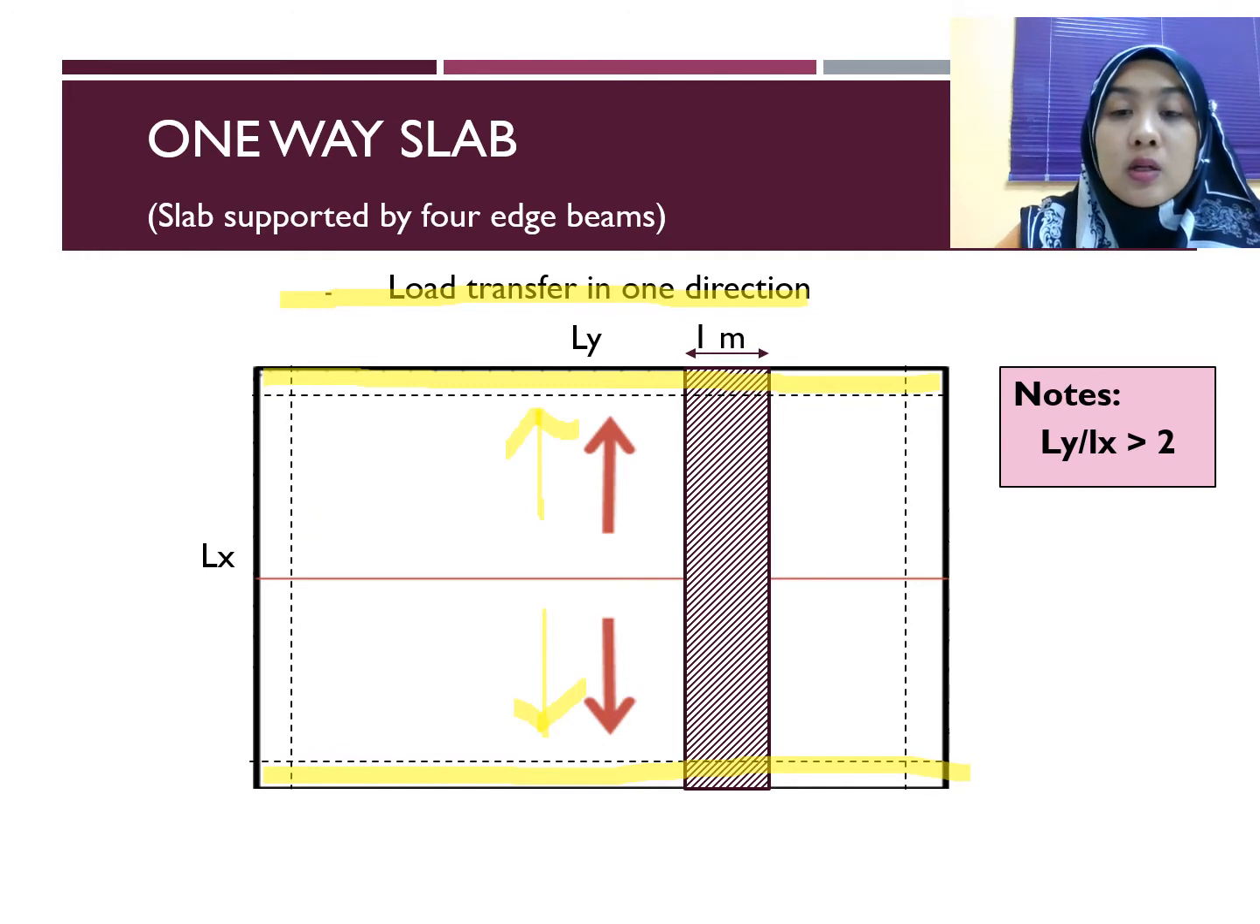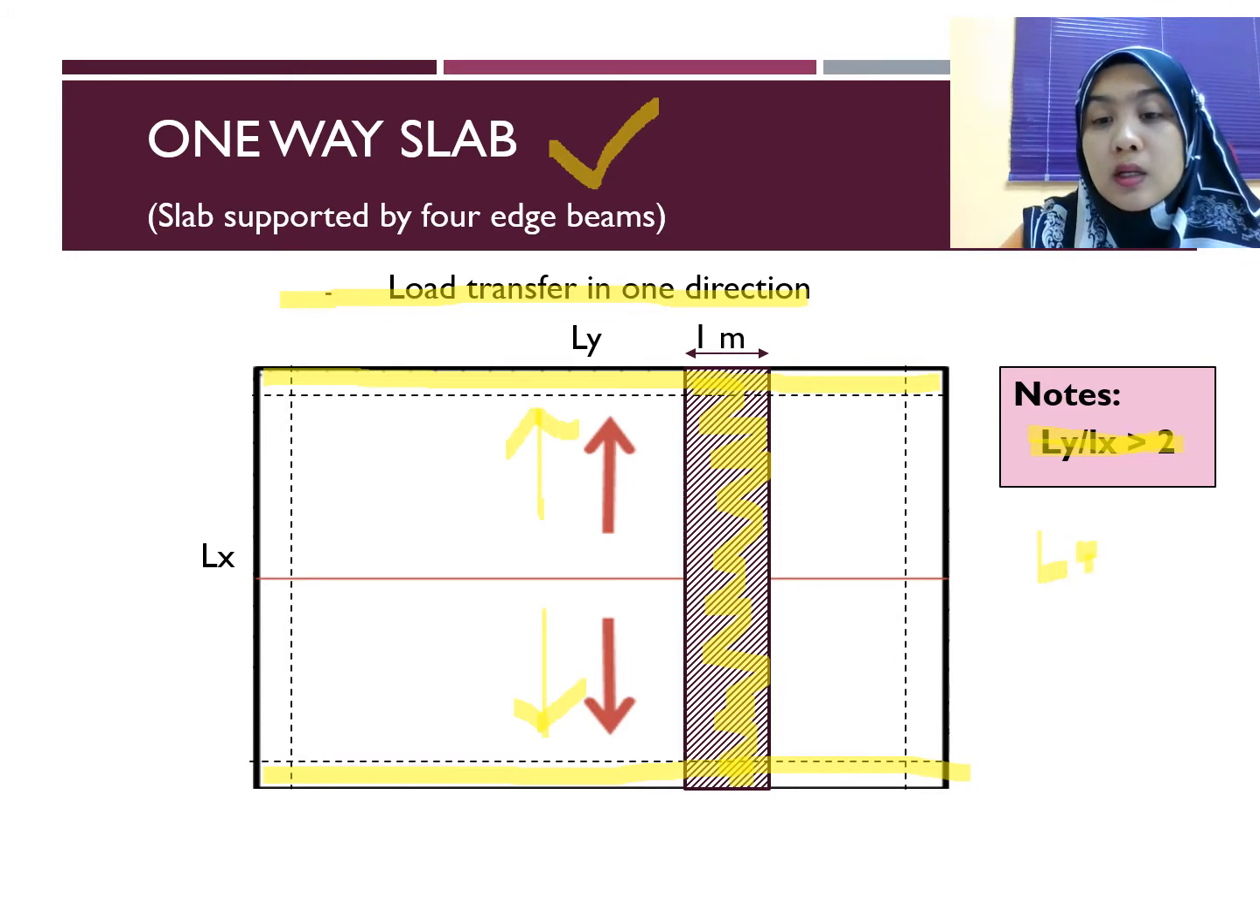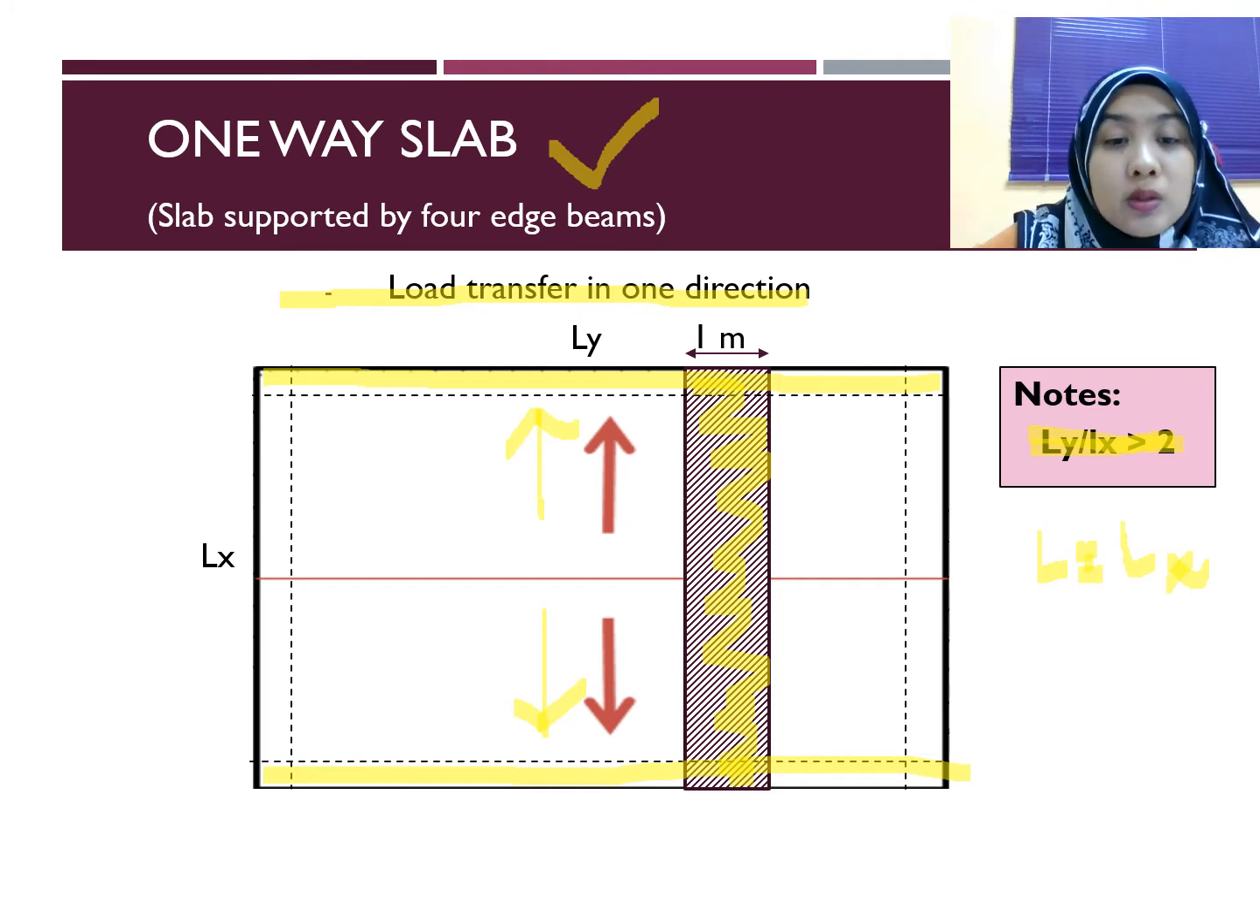Okay, so you have to draw your 1 meter strip according to your load transfer direction. When you calculate your Ly over Lx, you need to make sure that it is greater than 2. Then you can design as one-way slab. So the L value is equal to the Lx value. Based on this 1 meter strip, L is equal to Lx. This is for one way, which is Ly over Lx greater than 2.